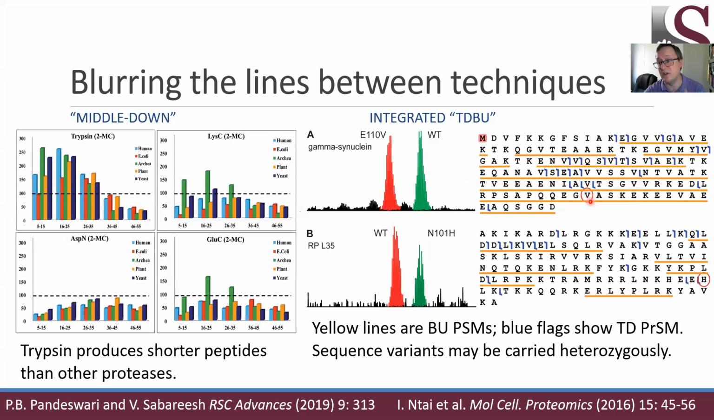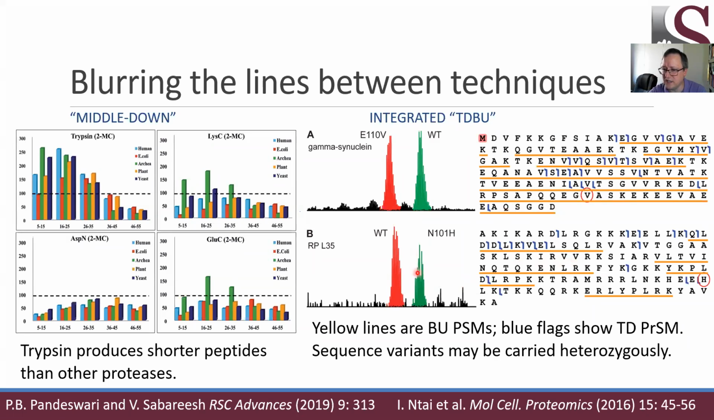Here we see that top-down did not give us fragment ions that would allow us to confirm that modification because the only fragments we had were very far away from it. But bottom-up proteomics was able to identify it so we could see it.